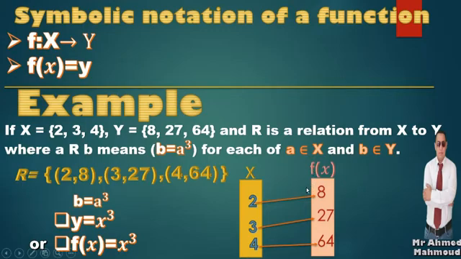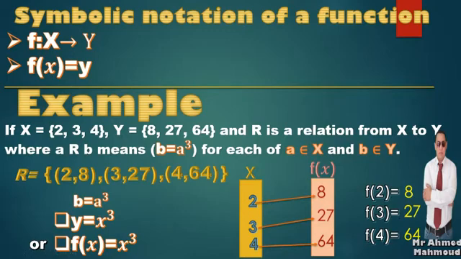And as we said before, the image of 2 is 8. It's written like this: f of 2 equals 8. It means the image of 2, the function of 2, is 8, and the function of 3 is 27, written like this, and the function of 4 equals 64, written like this. This one is read f of 2 equal 8, this one f of 3 equal 27, and this one is read as f of 4 equal 64.